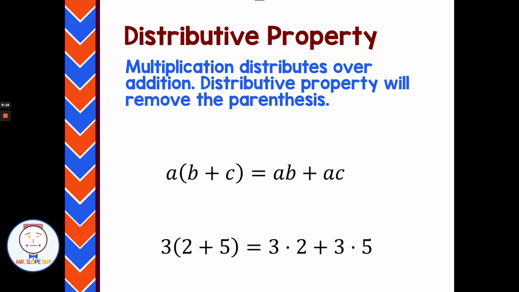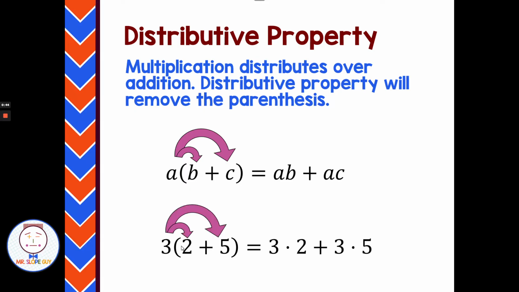So if we look at this first example with variables, we have A times B plus C. And when I do distributive property, I always draw my little arrows in above. So I have A times B is AB. A times C is AC, and I'll just use addition because that's the symbol for operations in between them. So notice how on the left side you have parentheses, and on the right side, after we've distributed, the parentheses are gone.